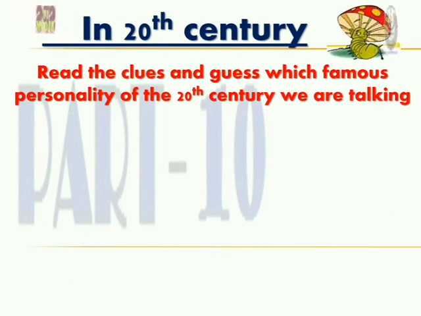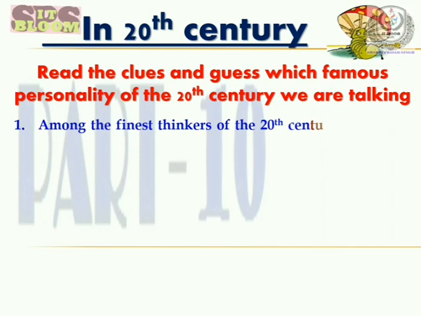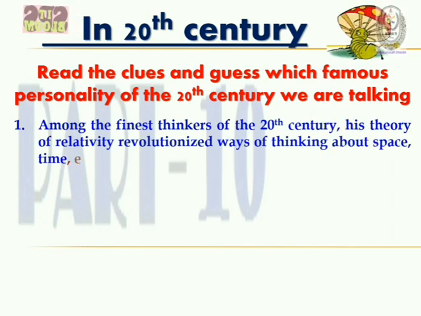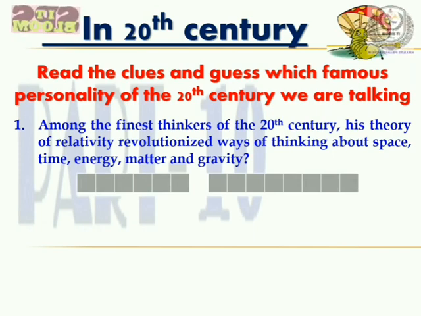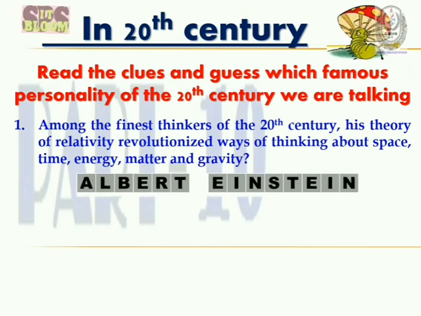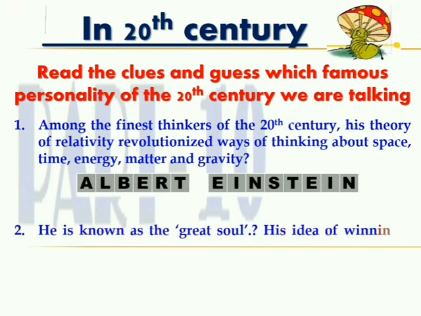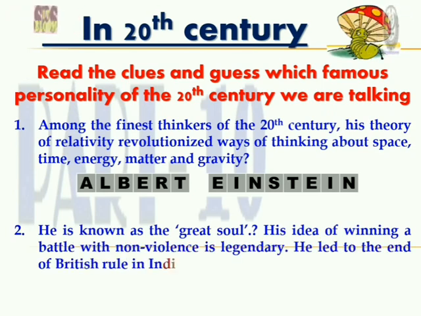Now let's start the question answer in the form of: read the clues and guess which famous personality of the 20th century we are talking about. The first clue: among the finest thinkers of the 20th century, his theory of relativity revolutionized ways of thinking about space, time, energy, matter and gravity. The name of this eminent scientist: Albert Einstein.